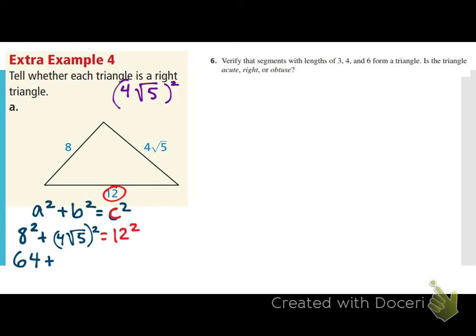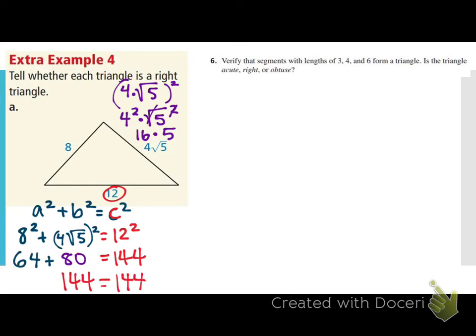What's happening between the 4 and the square root of 5? Being multiplied. So you want to distribute the square to both parts. And then you would have 4 squared, which is 16. And then the square root of 5 squared. 5. Remember, they cancel each other out. And then what is 16 times 5? 80. And we want to see if that equals 12 squared. 12 squared is? Good. What is 64 plus 80? 144. 144 equals 144. So this is a right triangle.